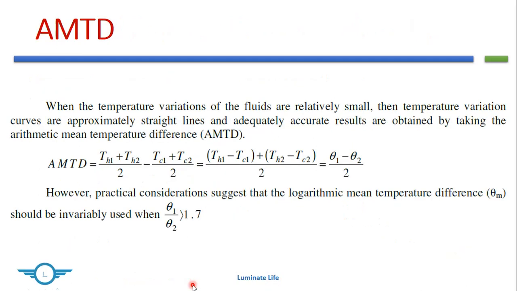Now moving on to another term similar to LMTD, which is known as AMTD, arithmetic mean temperature difference. This is mainly used when the temperature variations are relatively small and the variation curves are approximately straight lines, so there is no adequate separation between the inlet and the outlet. There we use this concept called arithmetic mean temperature difference.